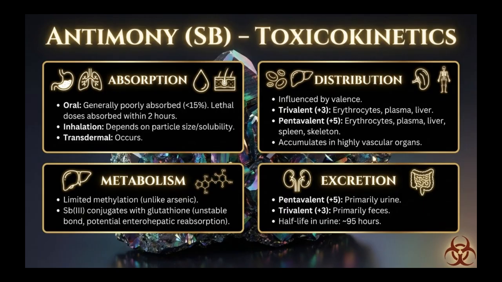Once inside the body, the distribution of antimony is influenced by its valent state. After inhalation, both the trivalent and pentavalent forms tend to concentrate in red blood cells and plasma. The trivalent form is reported to accumulate in the liver, whereas the pentavalent form tends to accumulate in the skeleton. Some other distribution patterns have also been observed. When administered either intravenously or orally, antimony primarily distributes to highly vascular organs such as the liver, kidneys, thyroid gland, and adrenal glands. The liver and spleen predominantly accumulate the pentavalent form, while the thyroid gland accumulates the trivalent form.